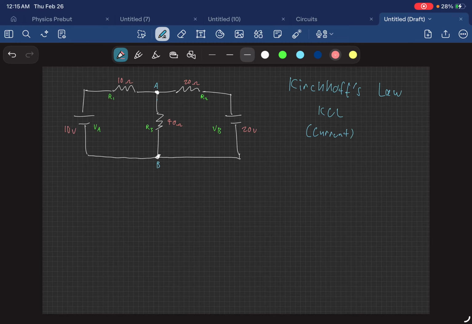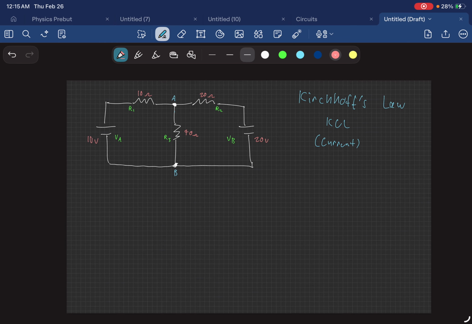Okay, hello there. So we'll shortly discuss Kirchhoff's current law. We were just taught this, so hopefully I can teach as well.